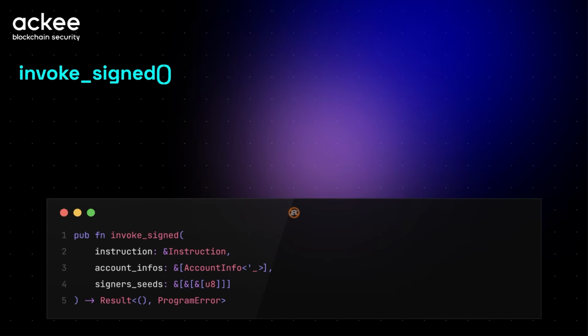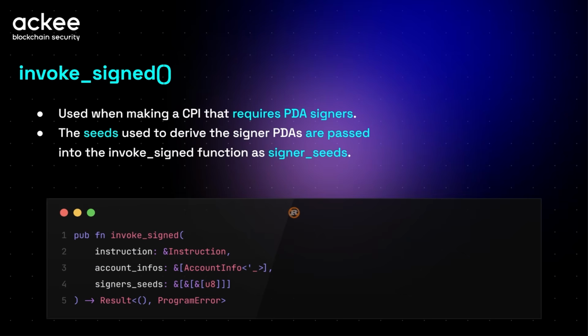And then the second function, which is called invoke signed, is used when making a CPI that requires PDA signers. The seeds used to derive the signer PDAs are passed into the invoke signed function as signer seeds. And this is really important because, as I was saying about the PDAs, for the derivation of a PDA you have three parts: the optional seeds, the bump, and the program ID.